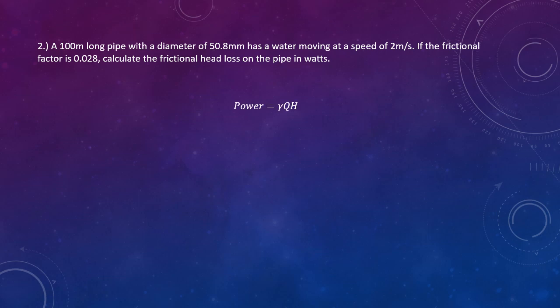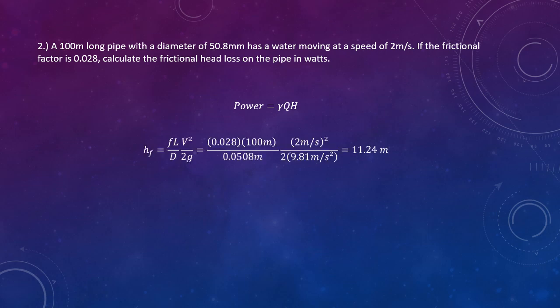First, we need to solve for H, wherein H is the frictional head loss. And since we're given a friction factor, we will be using the Darcy-Weisbach formula, which is hf is equal to f L over D times V squared over 2g.